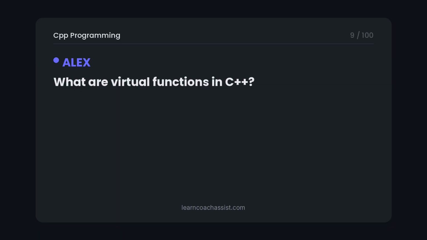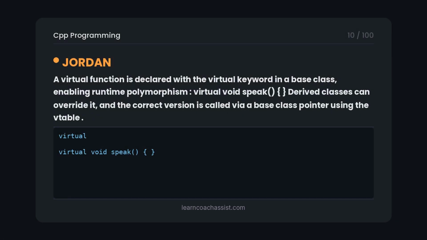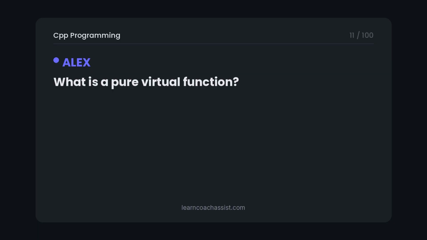What are virtual functions in C++? A virtual function is declared with the virtual keyword in a base class, enabling runtime polymorphism. Virtual void speak; derived classes can override it, and the correct version is called via a base class pointer using the vtable.